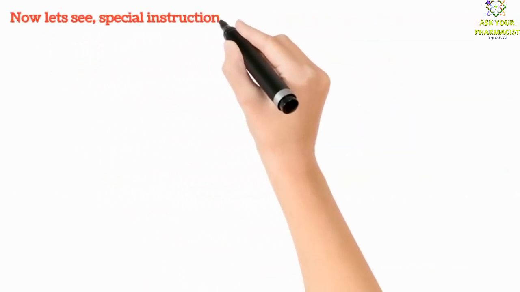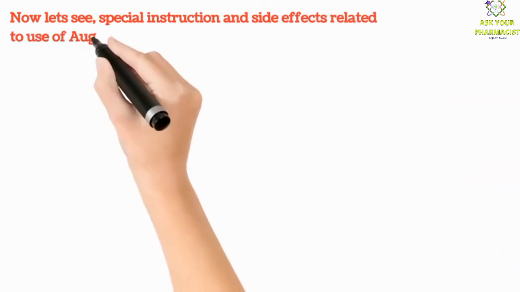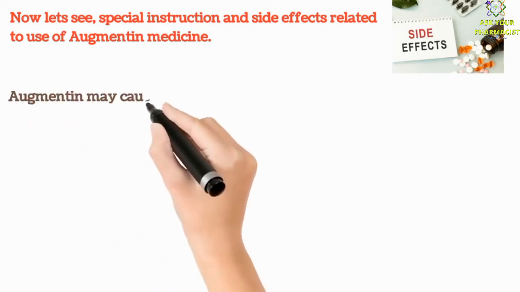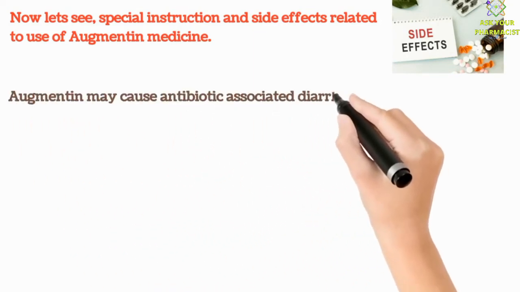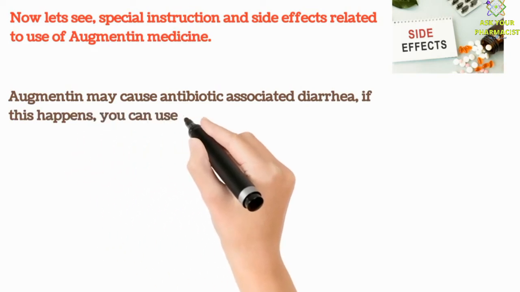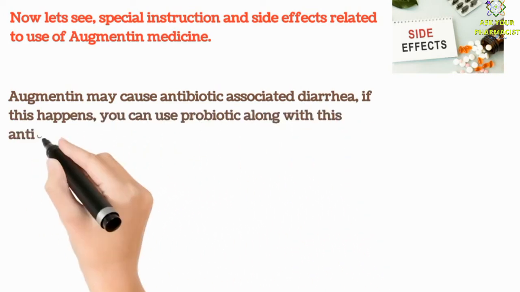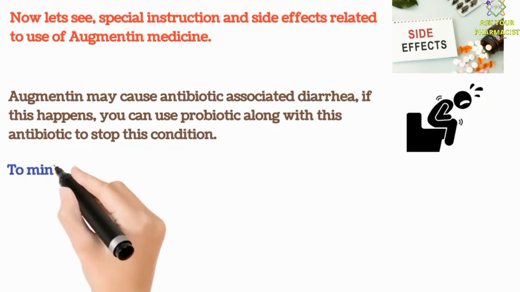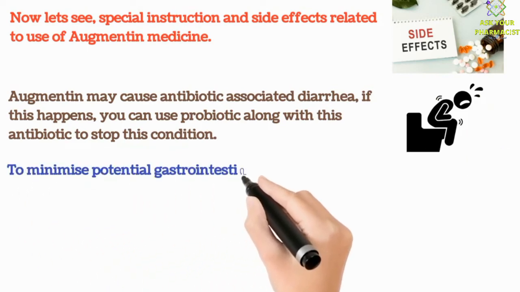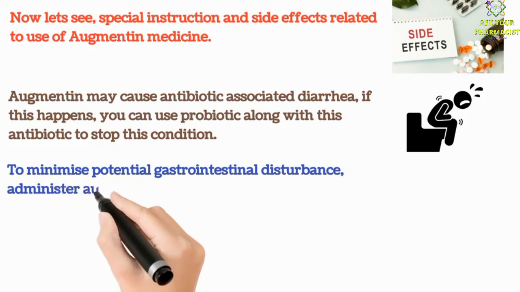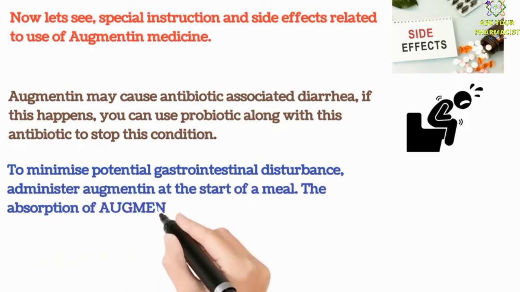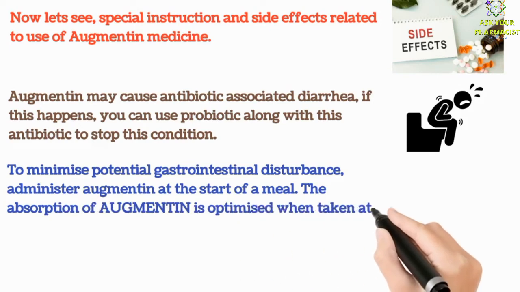Now let's see special instructions and side effects related to the use of Augmentin medicine. Augmentin may cause antibiotic-associated diarrhea. If this happens, you can use a probiotic along with this antibiotic to stop this condition. To minimize potential gastrointestinal disturbance, administer Augmentin at the start of a meal. The absorption of Augmentin is optimized when taken at the start of a meal.